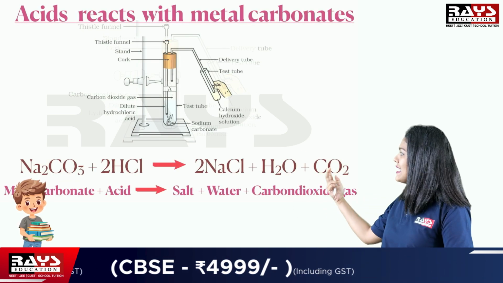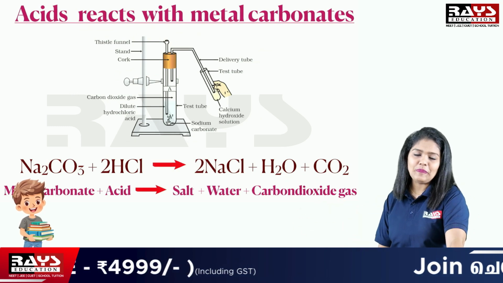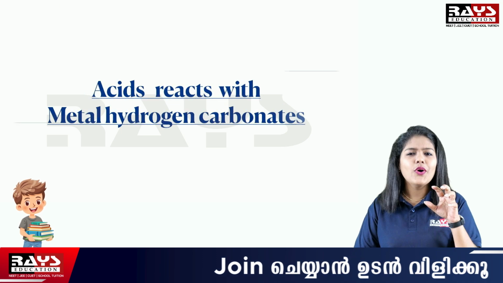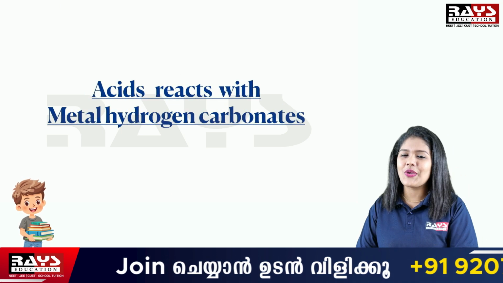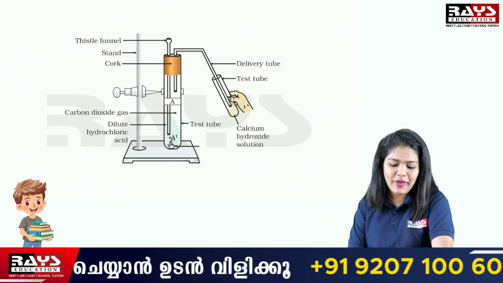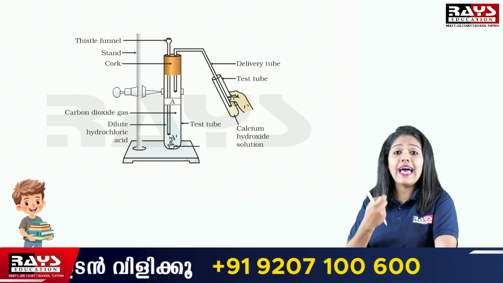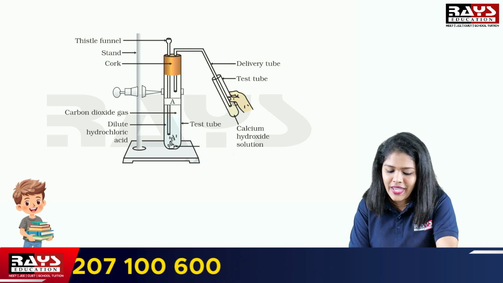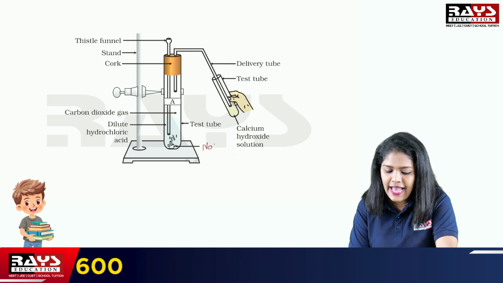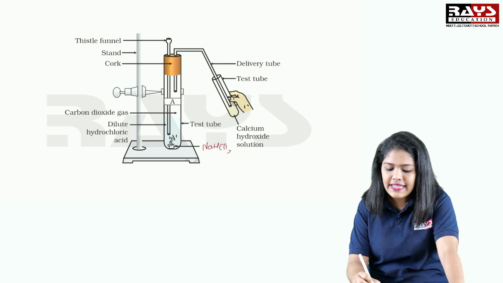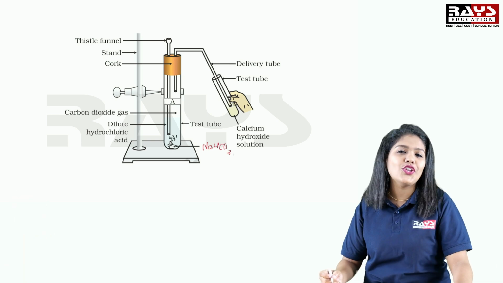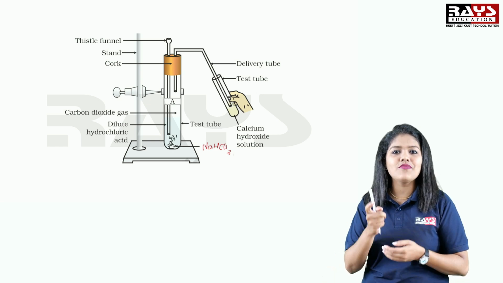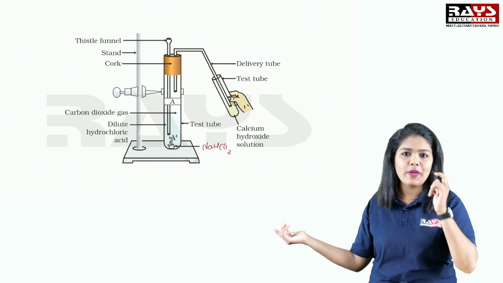Okay, so here you can see the reaction and the general formula. Now we can see what happens when metal hydrogen carbonates react with acid. Okay, this is our last equation. We can go through the experiment. Here I am taking metal hydrogen carbonate. For that I am using sodium hydrogen carbonate, Na, hydrogen, carbonate. The formula is NaHCO3, sodium hydrogen carbonate. Same experiment I am doing, but instead of sodium carbonate, I am using sodium hydrogen carbonate.